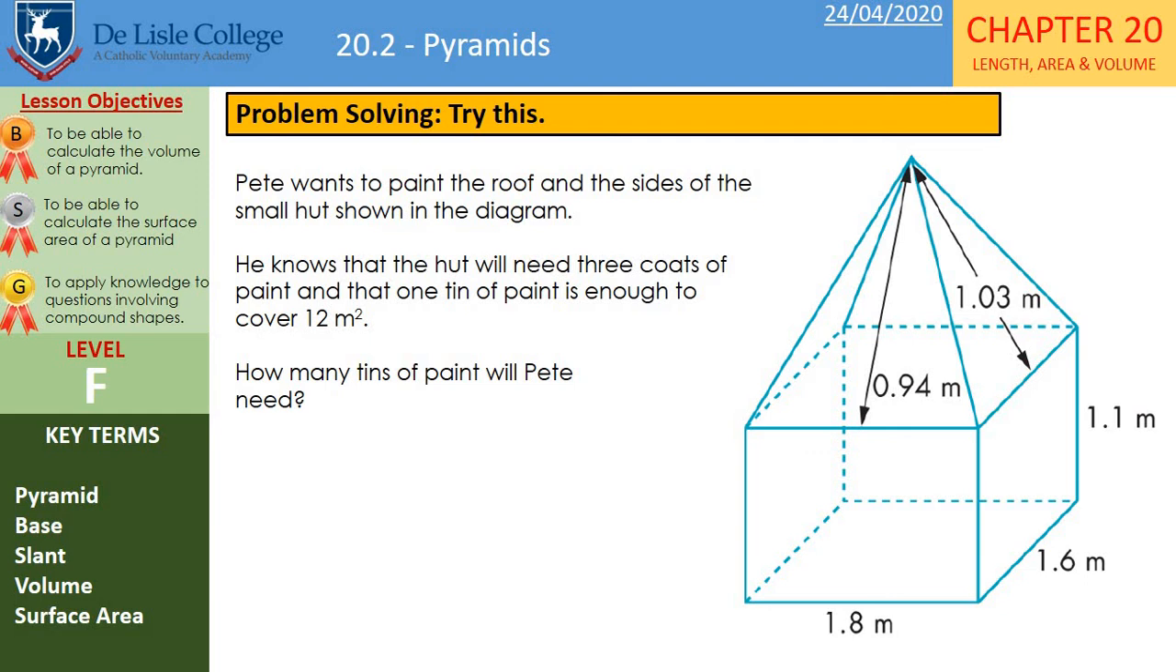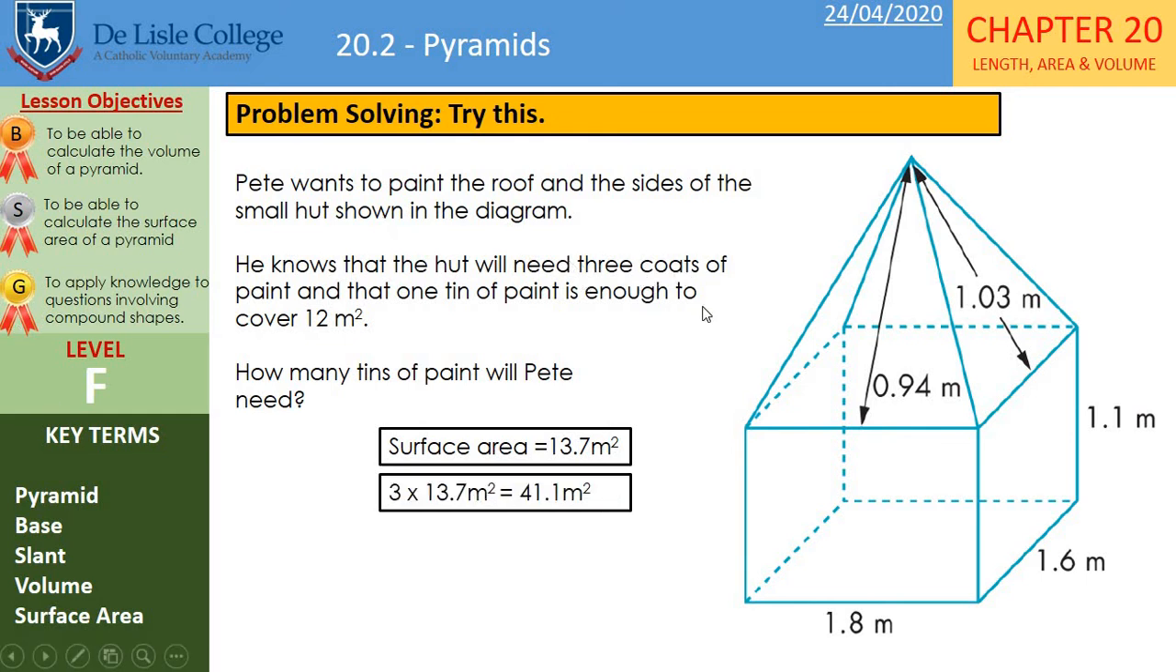Okay, good. You know it's a surface area question. He wants to paint the outside of the building. So let's find the surface area. And if you've done that, you should have 13.7 metres squared. But that's just once round the surface area. Remember in the question it says he wants to do 3 coats of paint. Well, let's times our answer by 3. So we actually have a surface area of 41.1 metres squared to cover.